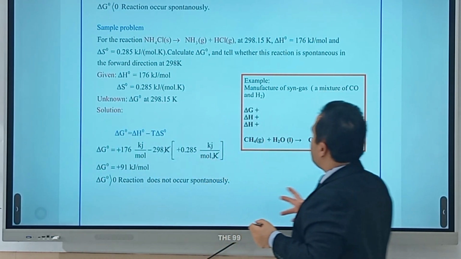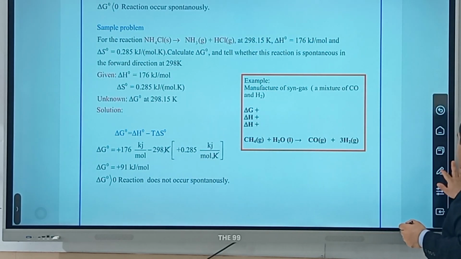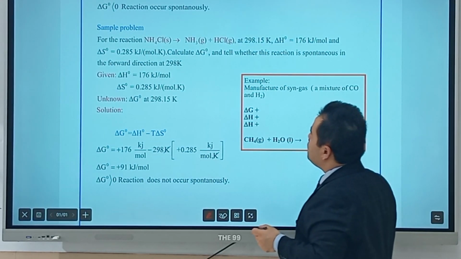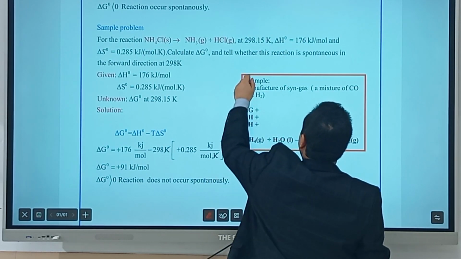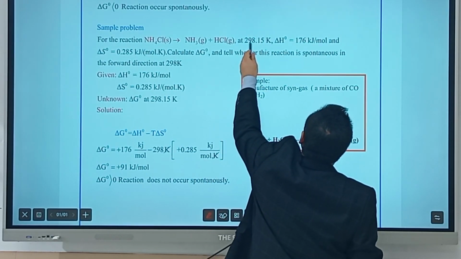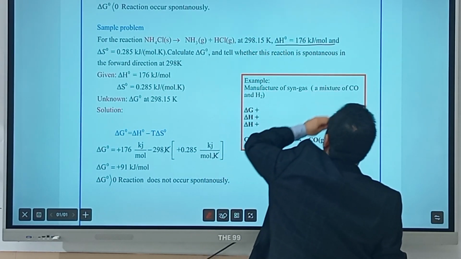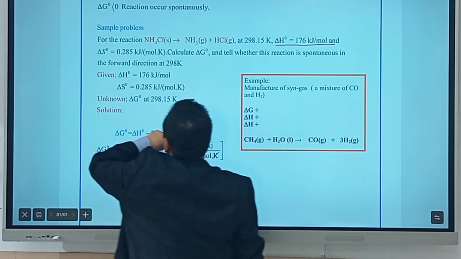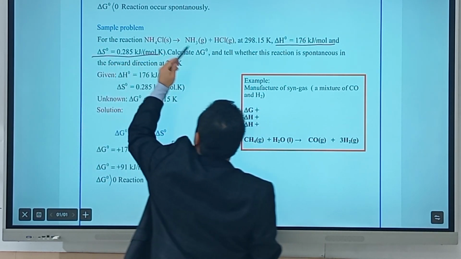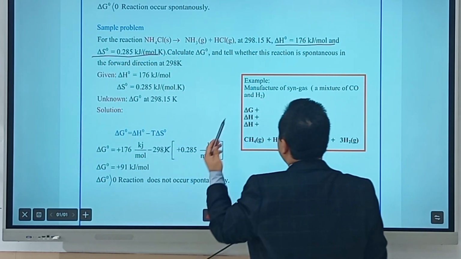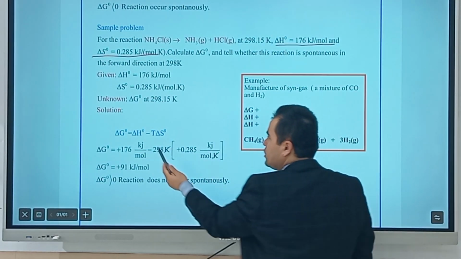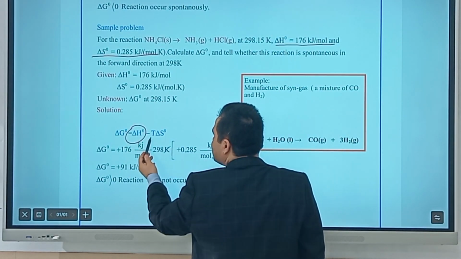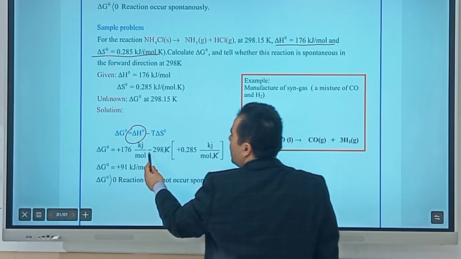Here we have a question, a sample problem set. For the reaction of NH4Cl going to NH3 and HCl at 298 Kelvin, enthalpy is positive 176, entropy is 0.285. Calculate delta G. So simply just write the equation, guys. The equation is delta G equals delta H minus T delta S. Delta H is what?